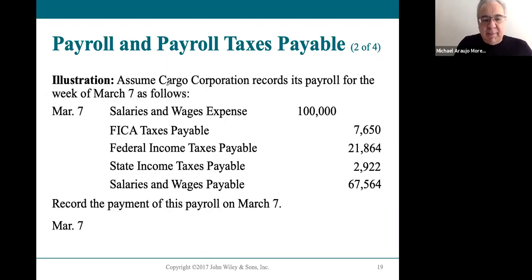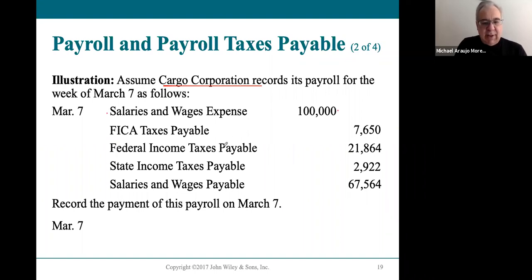So how does it work? Well, here's an illustration of Cargo Company. They had a $100,000 payroll for the week of March 7th. So for the week of March 7th, they're going to take a salaries and wages expense for $100,000.